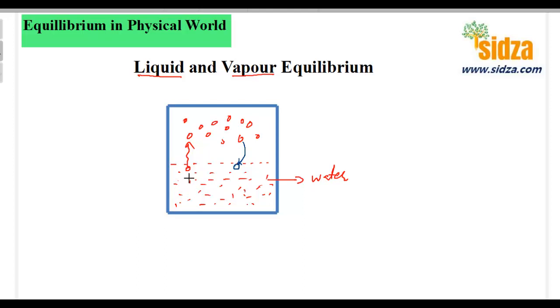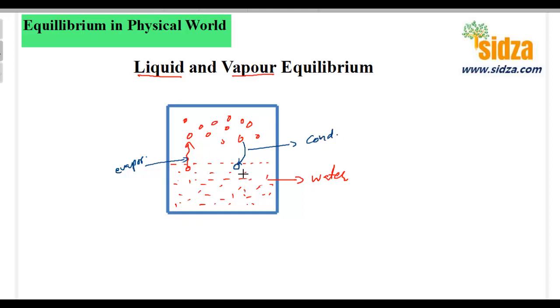So once you take the water in a closed vessel, evaporation will be much faster because you have very little vapor there. Initially, the rate of evaporation, the rate at which the water molecules convert into vapor, will be fast. And the rate of condensation, initially, will be very, very low because we have very little vapor. So the rate of condensation will be very slow.